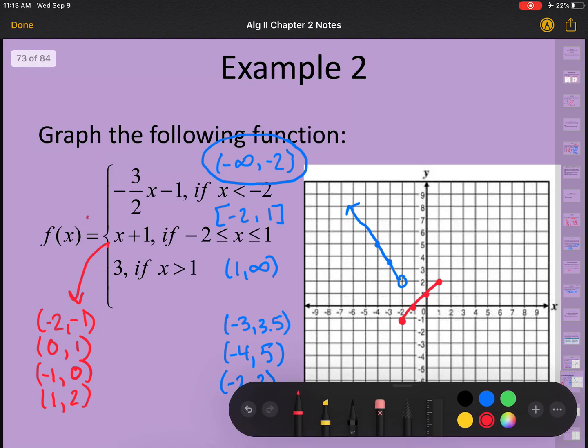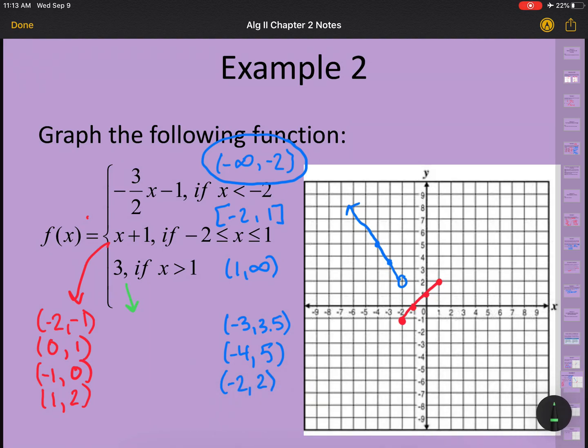Then it says anything bigger than 1, it's just straight up 3. So if I plug 2 in, it's still going to be 3. If I plug 3 in, it's still going to be 3. If x is 4, it's still going to be 3, and on and on and on. So at 2 it's 3, at 3 it's 3, at 4 it's 3, at 5 it's 3. Okay, it's going to keep going and going forever and ever.